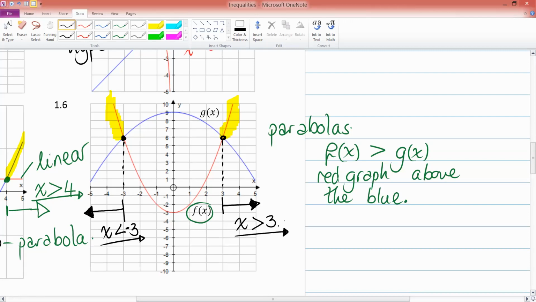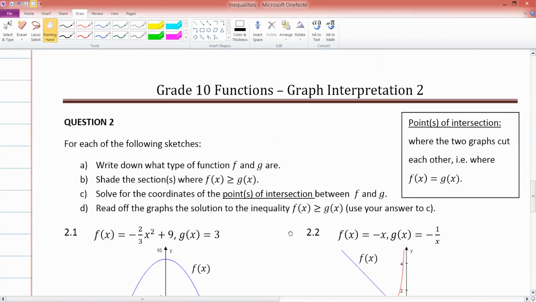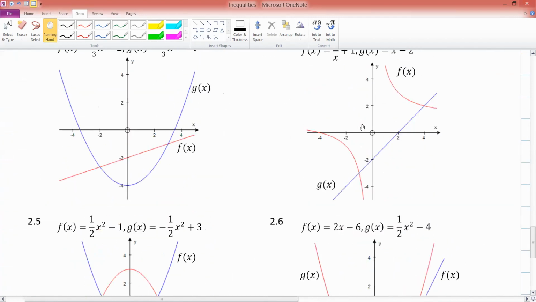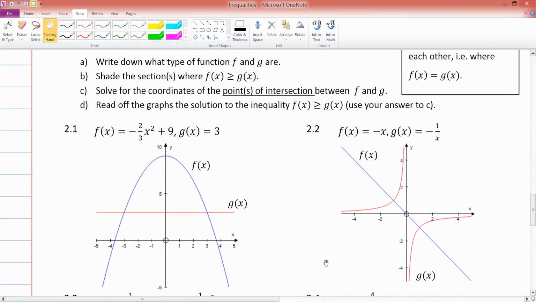Any questions? I'm opening it up. Any questions regarding what we just did for questions 1.1 to 1.6? No questions? Okay. Now, let's look at these ones for 2.1 to 2.6. We're not going to do all of them. Someone's mic is on. Did someone want to ask something?